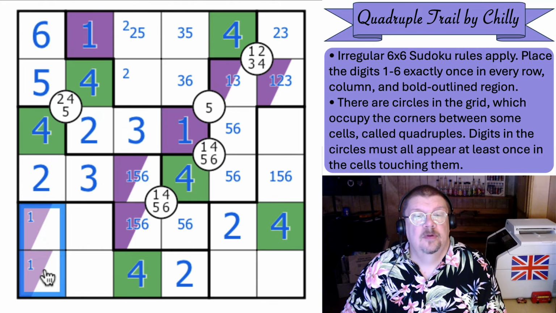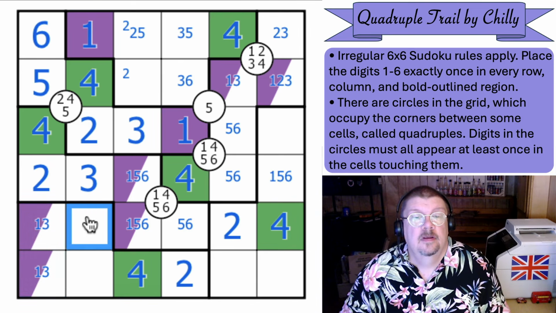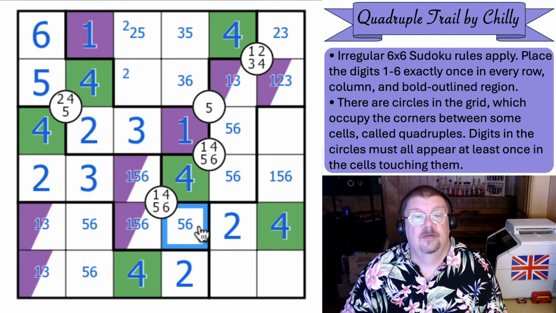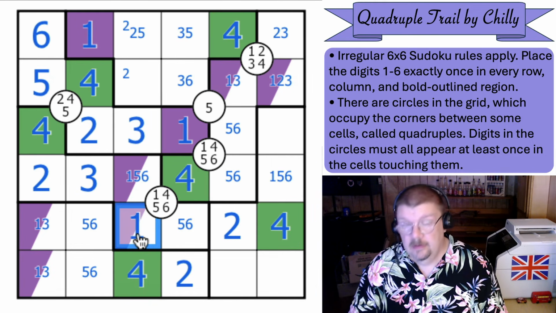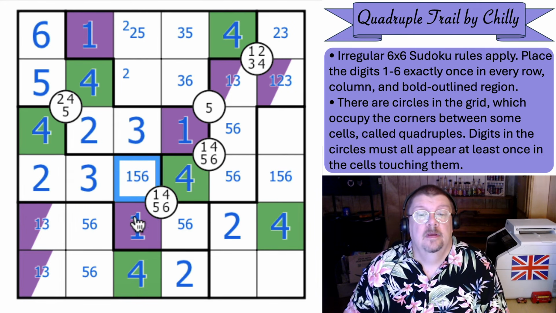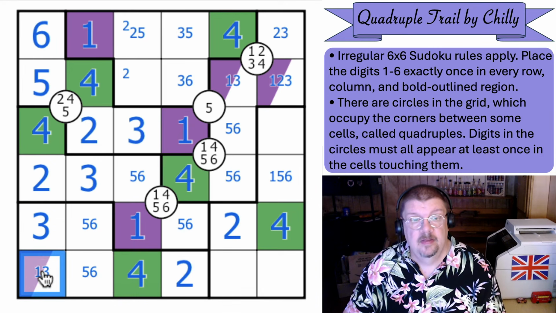These two digits must be 1 and 3. I don't think we know the order yet. These two are 5 and 6. That gives us a 5-6 pair in this row. That makes this a 1. That's now purple. That 1 makes this a 3 and this a 1.